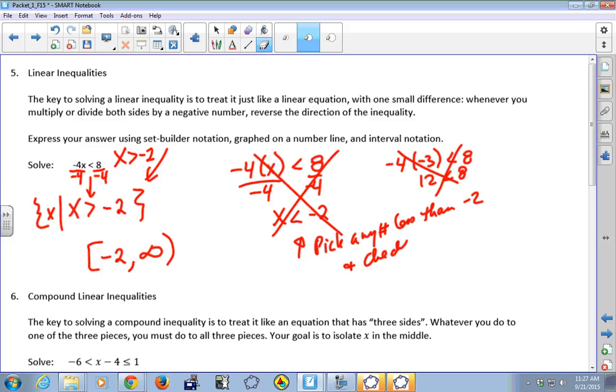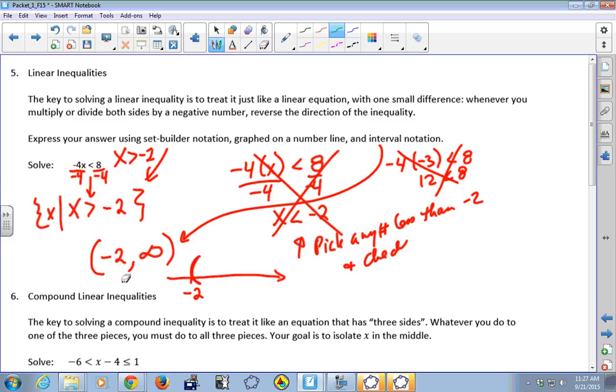Let's try. Is -4 times -2 equal to 8? Is 8 less than 8? No. So what do I have to put instead of a bracket there? Another parenthesis. Because if it said less than or equal to 8, then I'd use my bracket. Okay? So this is interval notation. That's interval. And then if you graph this on a number line, you put -2 with your parenthesis, and then you shade all the way to the right with a nice big fat line, and that's the number line notation.